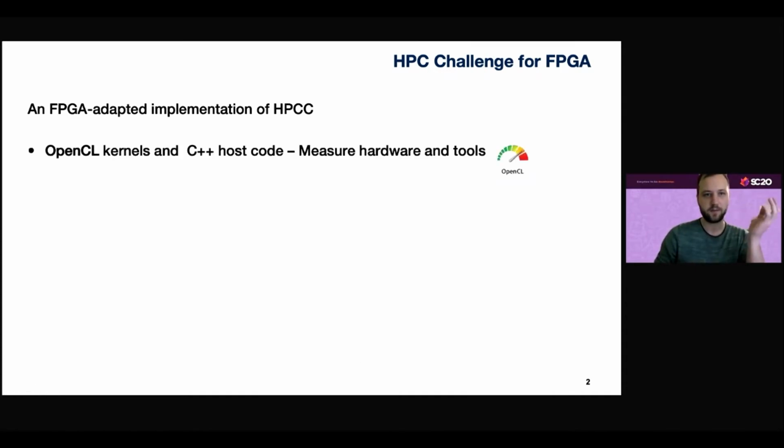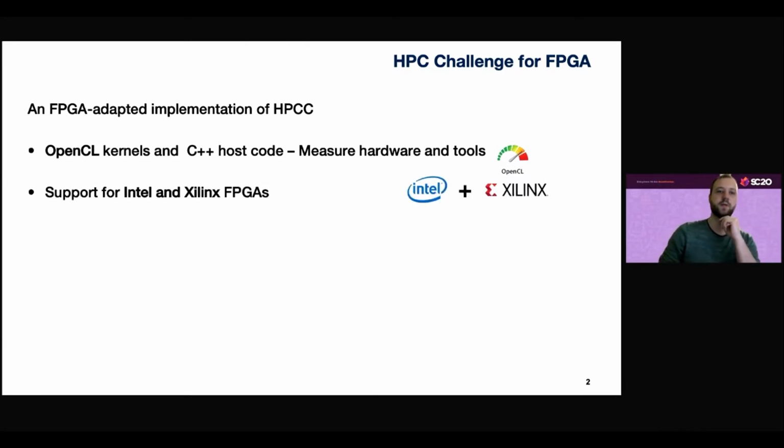The main features are, first of all, that we implemented the benchmark kernels in OpenCL. This means that we do not only want to measure the pure hardware performance of the FPGA boards, but also the tools that are needed to synthesize the kernels, in that case for OpenCL. We want to support a broad range of recent high-end FPGA boards that are used in HPC. That means we want to support Intel and Xilinx FPGAs with the same kernel code.